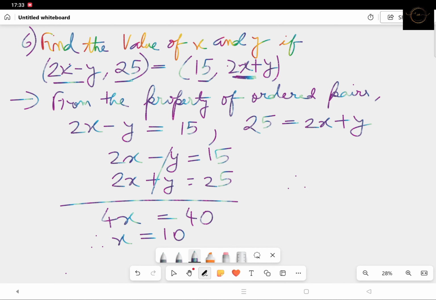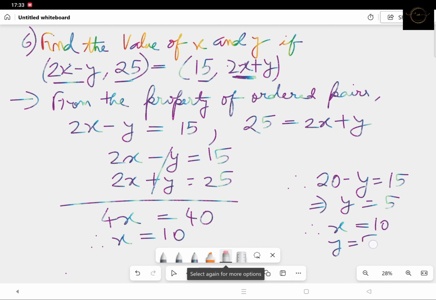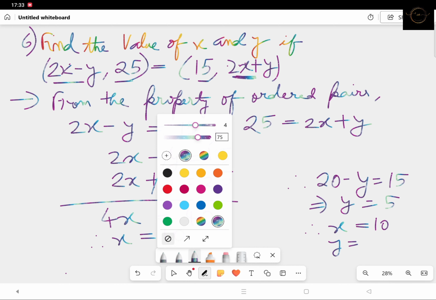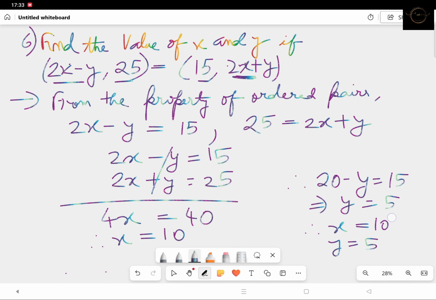If I put it in the first equation, 2x, that is 2 into 10, that is 20, minus y equals 15. So y equals 5. So what are the answers you are getting? x equals 10 and y equals 5. These are your answers to the question. A very easy, simple and conceptual question which is again probable for your exams. Coming to the next question.